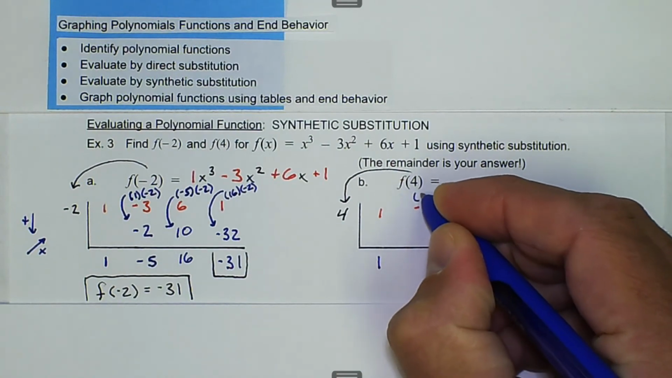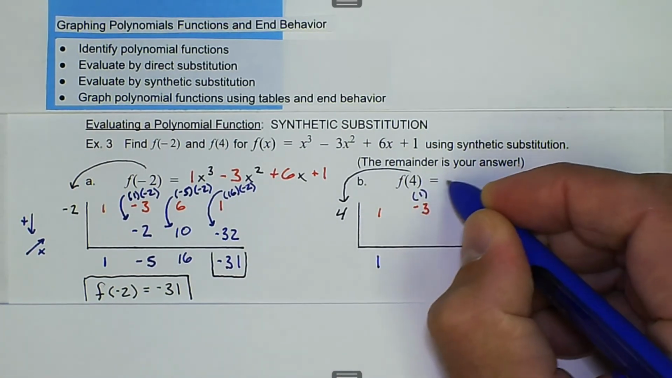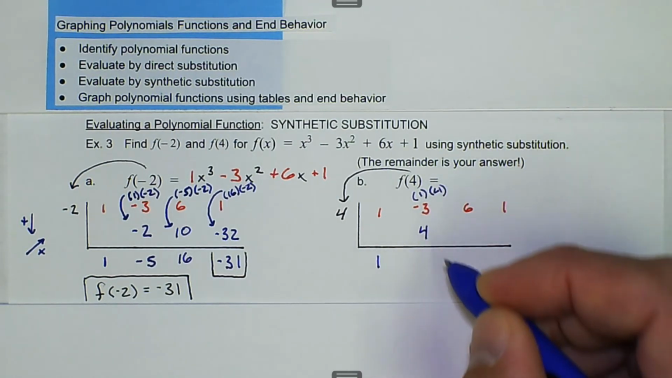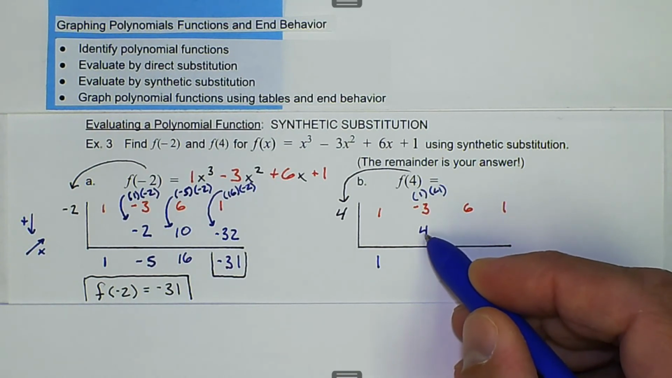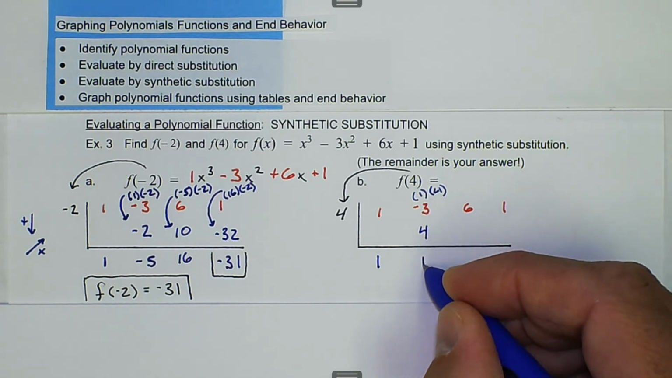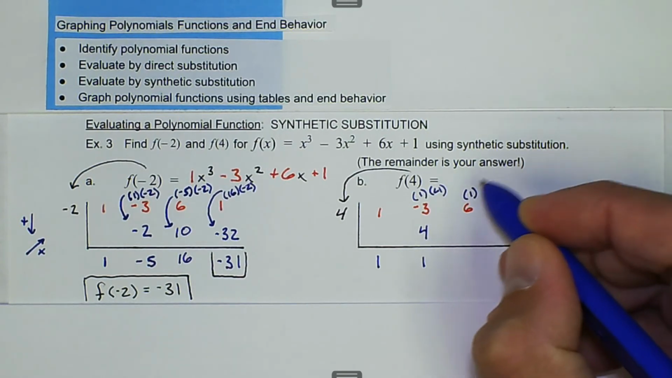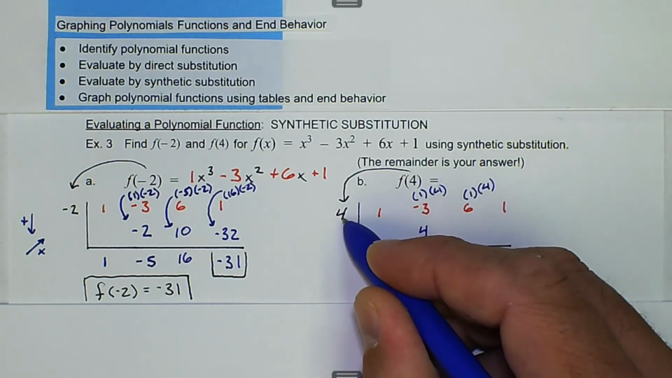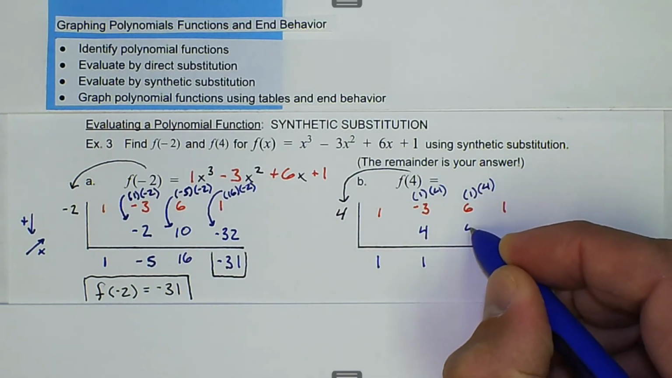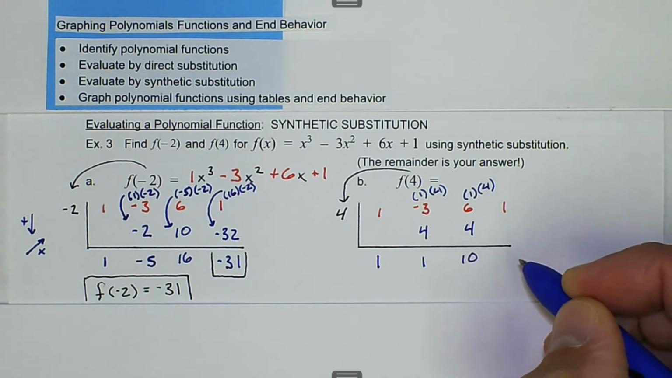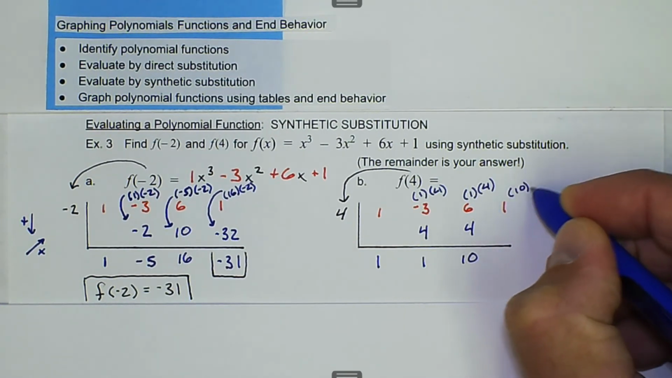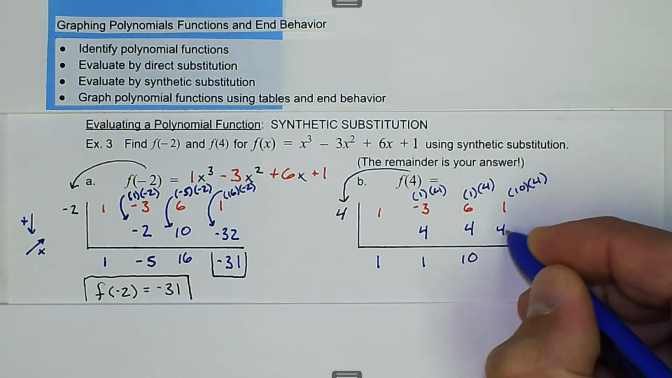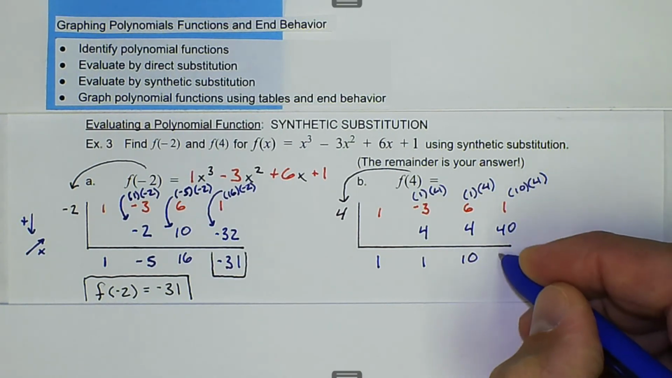Then we take the 1 that we have down here and multiply it by what's outside. So 1 times 4 is 4. So -3 plus 4 gives us a positive 1. Then we do it again with the 1 down here: 1 times 4 is 4. When we add down, we get 10. So we take 10 times 4, and 10 times 4 is 40. And when we add down, we get 41.